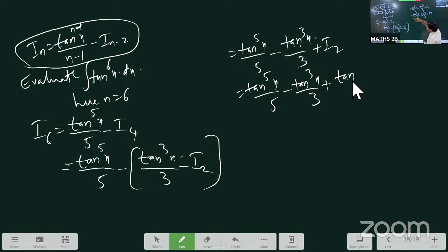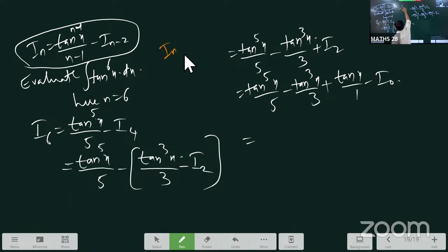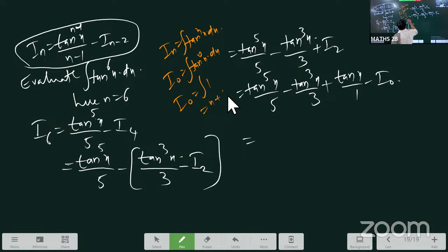Tan, instead of n you put 2. So tan x by 1 minus I naught. And I naught is always x, as I said already, because when In is the integration of tan power nx, then I naught means integration of tan power 0x. Integration of tan power 0 is 1, that is your x. Is it clear?